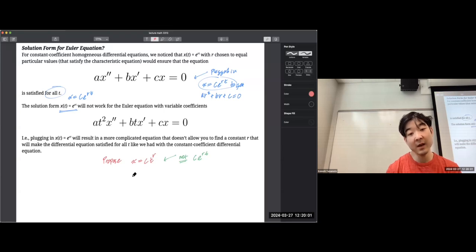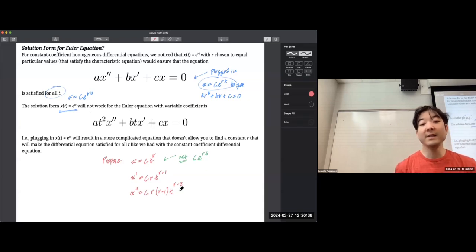And I'm going to justify why this is a good form. The idea is you want to make all the terms on the left-hand side similar to each other so that they can cancel each other out. When you take the derivative with respect to t, t is your variable, so you pull the r down, and then it'll be t to the r minus 1. r is just a constant. Then x double prime is c, and you pull the r minus 1 down, so it'll be r times r minus 1, t to the r minus 2. That will be the second derivative.